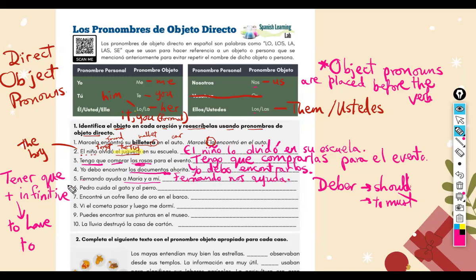All right, number 6. I will stop at 6, right? Pedro cuida al gato y al perro. Pedro took care of the cat and the dog. So this is our object. Al gato y al perro. So them. Pedro cared for them. Now, both gato and perro are masculine. So we'll go to los, right? So Pedro los cuida.